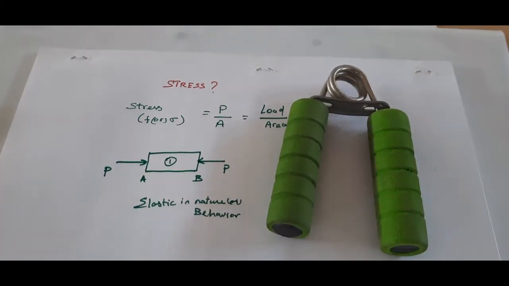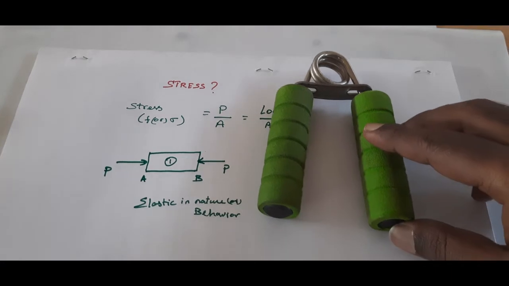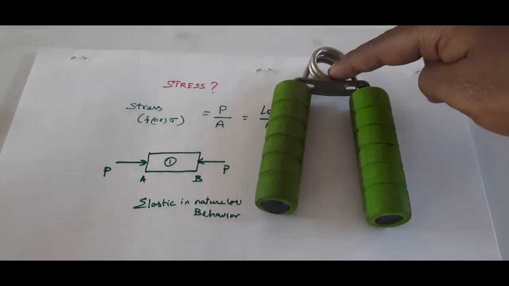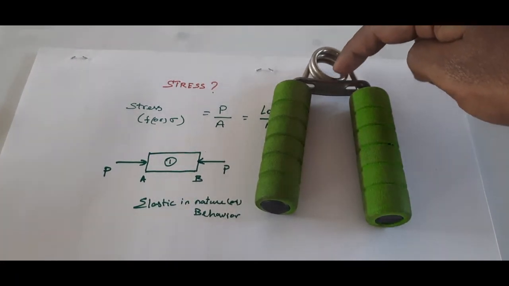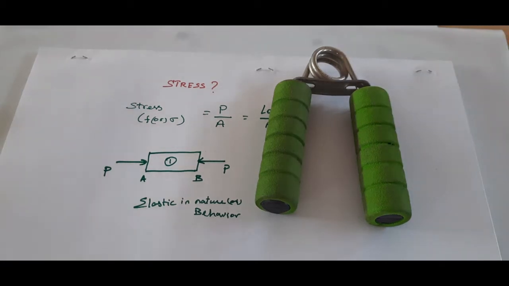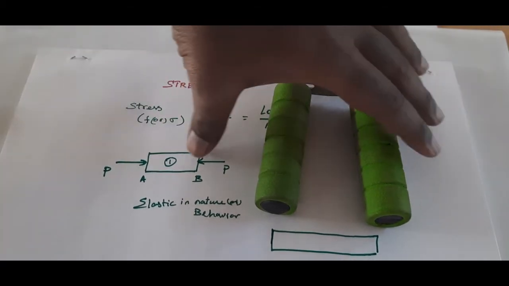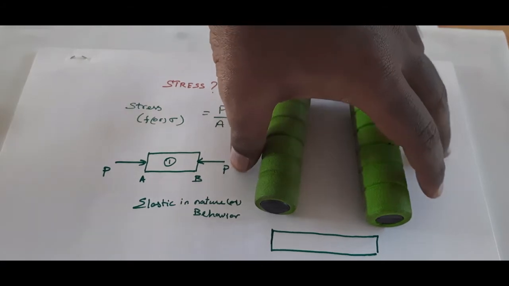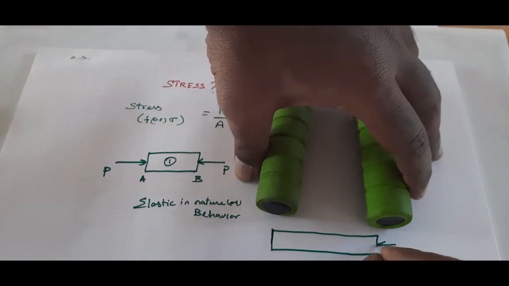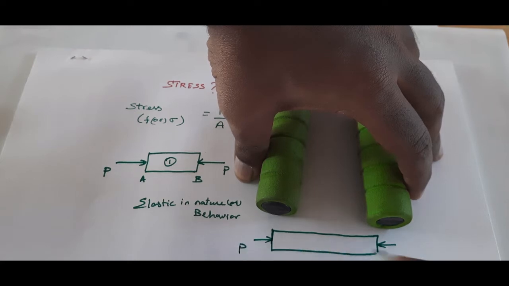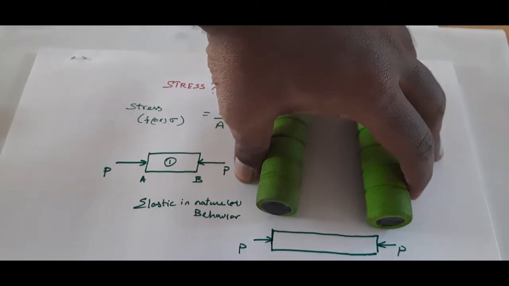I am just keeping this here. This has the action of a spring, right? So I assume that this spring is going to be elastic in nature. Now for your consideration, I am drawing a box here. Now I am trying to press this, which means I am applying a load P in this direction. That is compression, under compression.